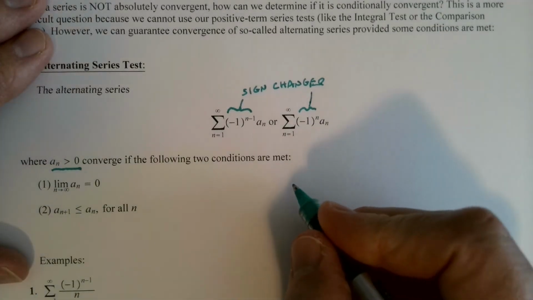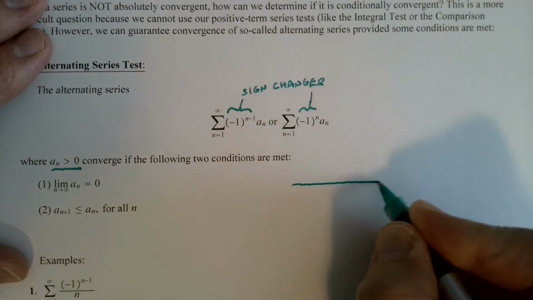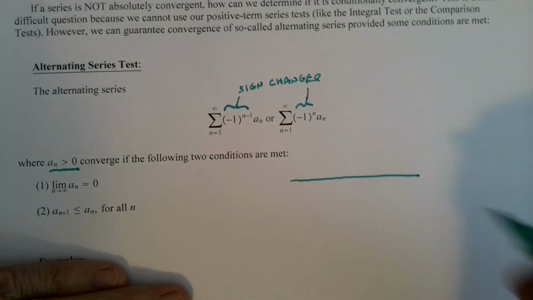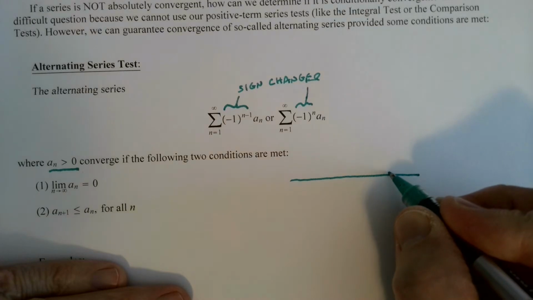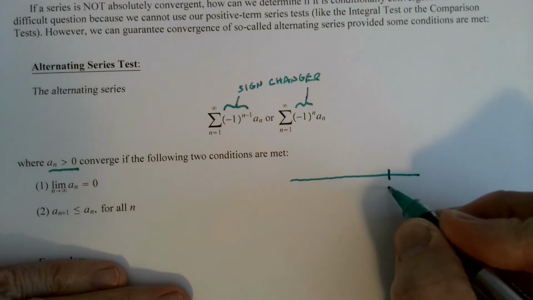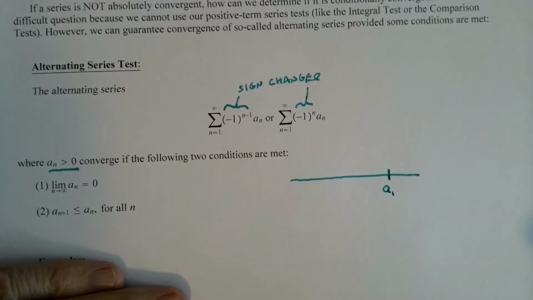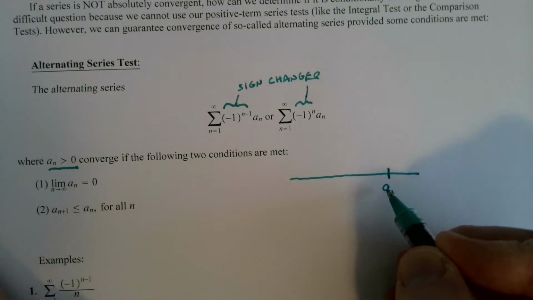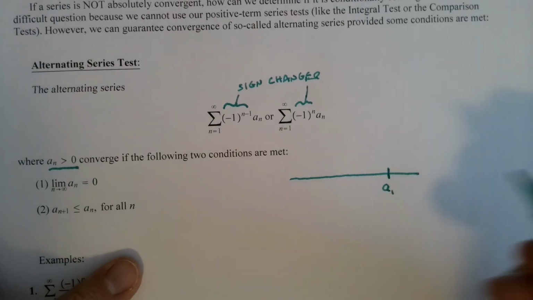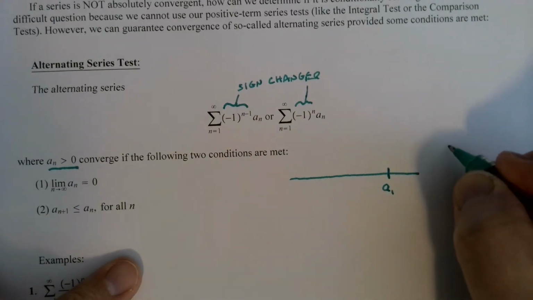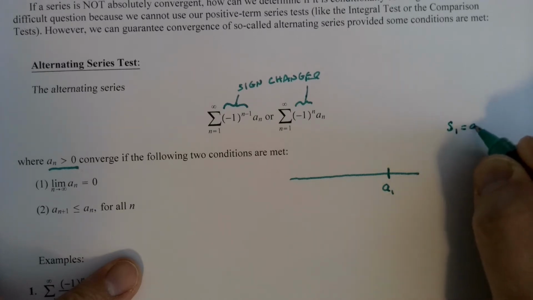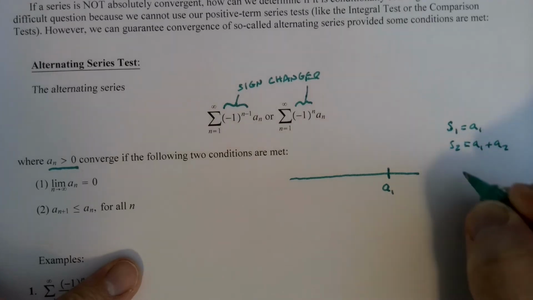Now, why does this really work? I'll just give you a quick illustration of this. Let's say the first term a sub 1 is positive, and let's just say a sub 1 is this value. Then we're going to add to that a sub 2 to get the second term in the sequence of partial sums. So the sequence of partial sums, remember, s sub 1 would be the same as a sub 1. S sub 2 would be a sub 1 plus a sub 2, and so on.